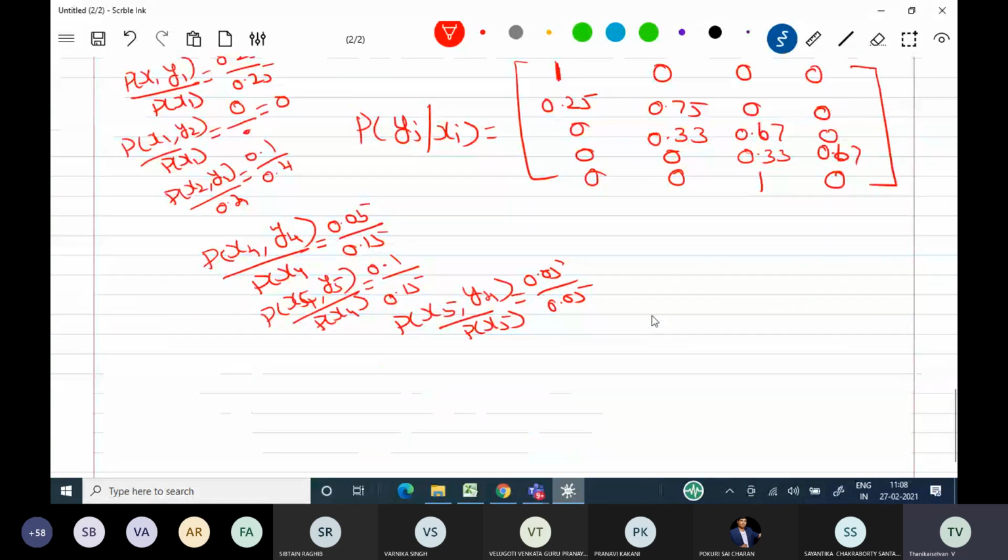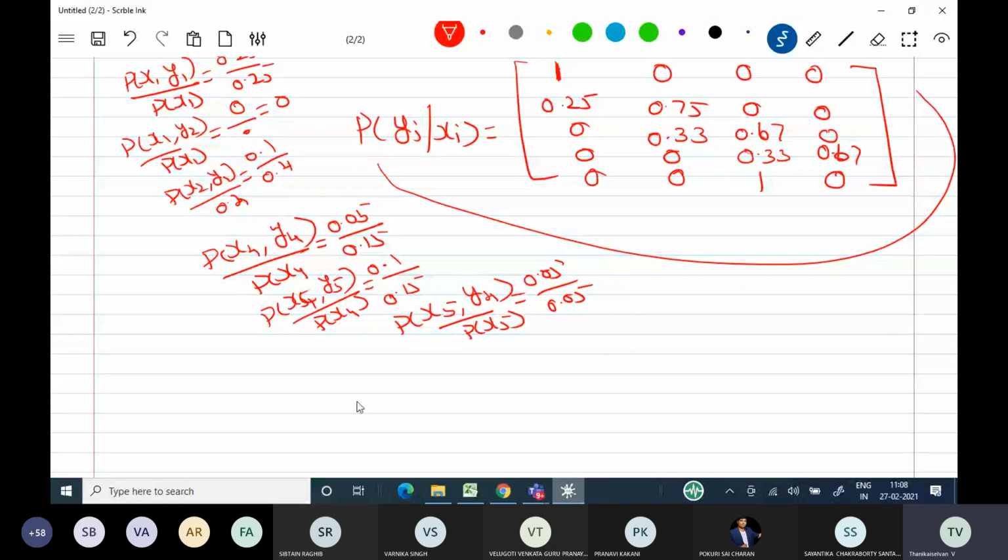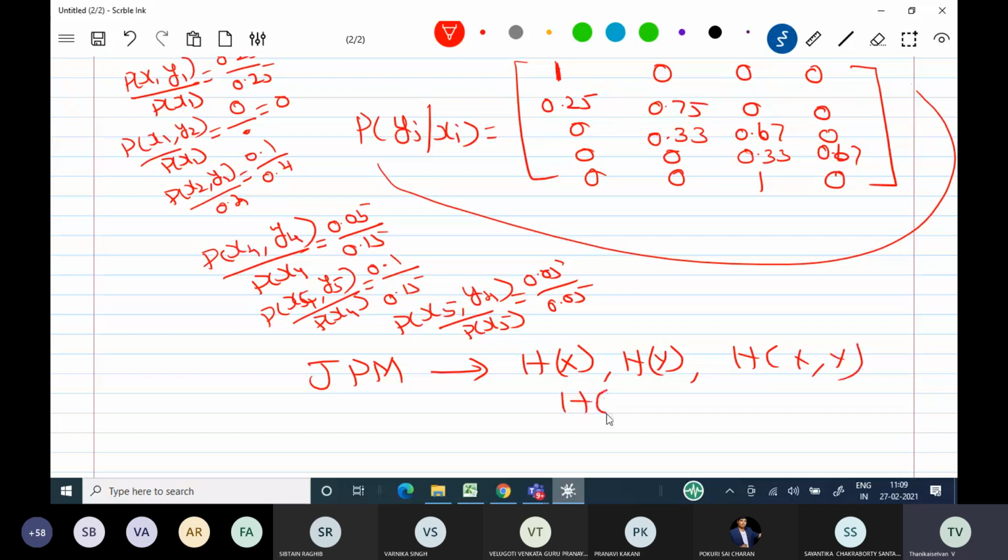Now we got this. Using this conditional probability matrix, this matrix is a conditional probability matrix. Now the JPM is given. Listen, JPM is given. You have calculated h of x, h of y, h of x comma y, and directly by using the formula h of y by x you have calculated, h of x by y you have calculated. Our job is over. But the extra question is how to find out the conditional probability matrix.